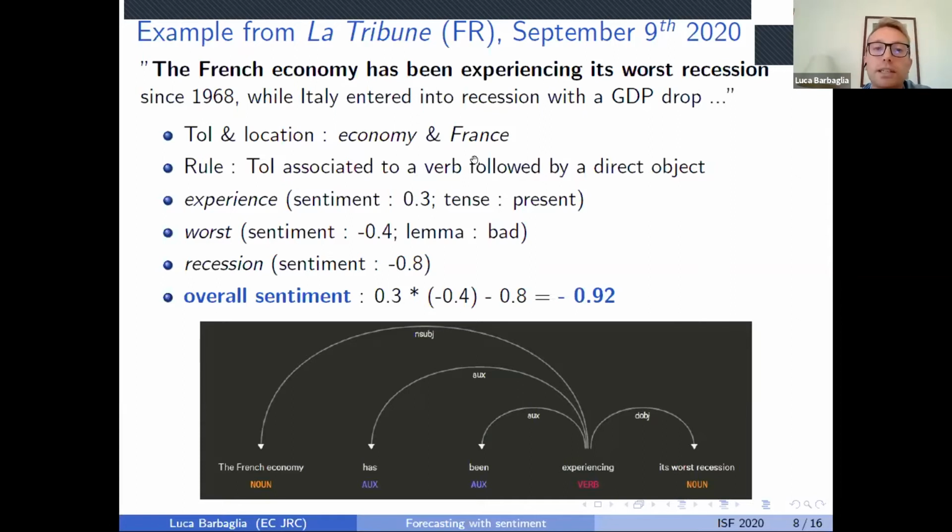So here we will have a sentiment for experience, worst, and recession. And overall, we can compute the sentiment, which is in our case minus 0.92, sorry. So you can see that we have a very negative sentiment for a sentence that actually is quite negative. Here below in this picture, I'm reporting the part of speech and dependency tagging that we do via spaCy. As you can see, each word has its part of speech and dependency attached to it, so we know the role played by the word within the sentence.